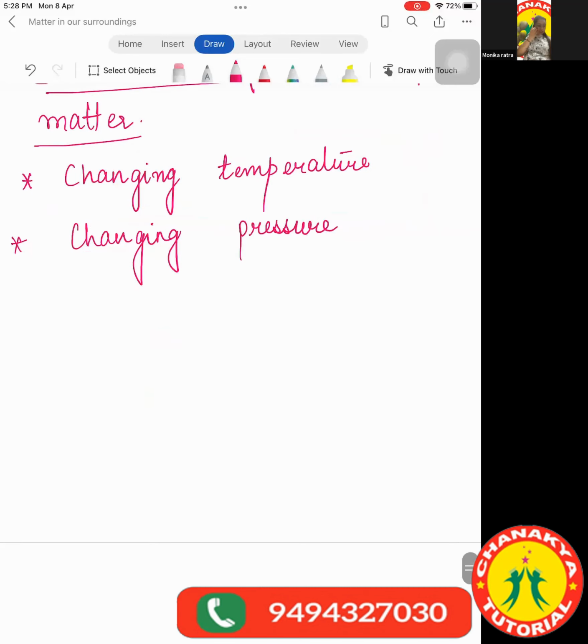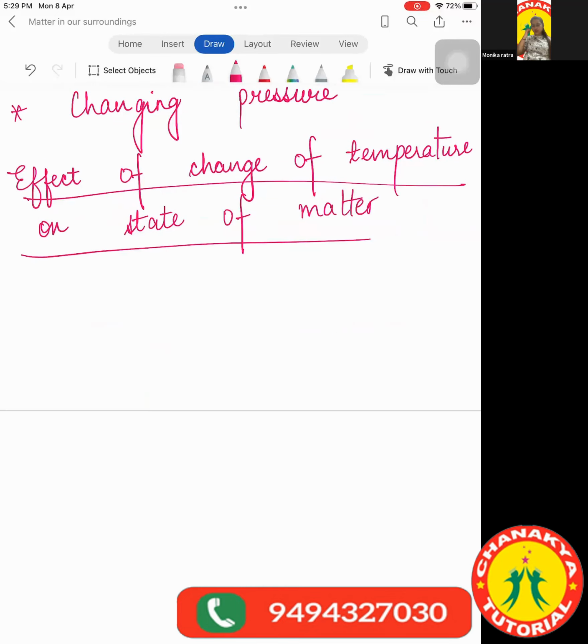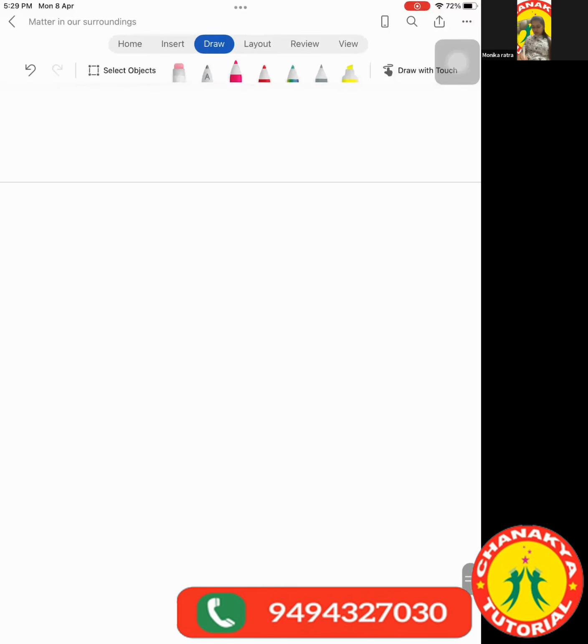So first, by changing temperature, or we may say effect of change of temperature on the state of matter. In this, I'm going to draw the flow chart, which is very, very important. So children, we are already aware about three states of matter: solid, liquid, I'm just representing by their small symbols, and gas. So first understand the points which are all there.